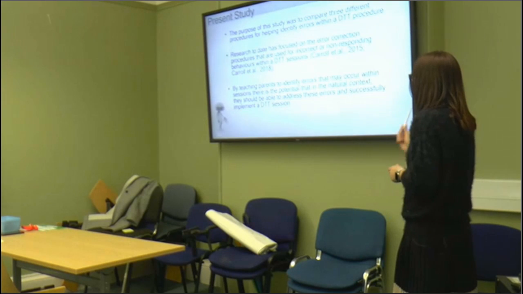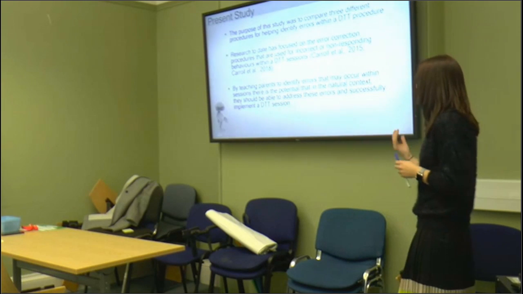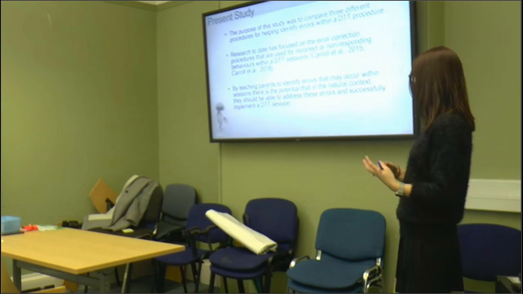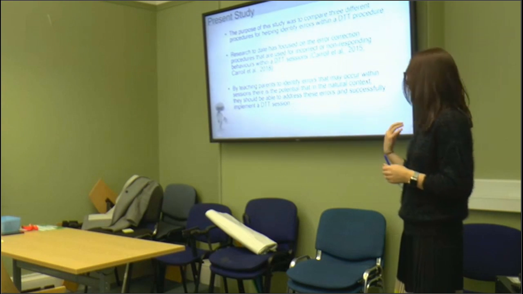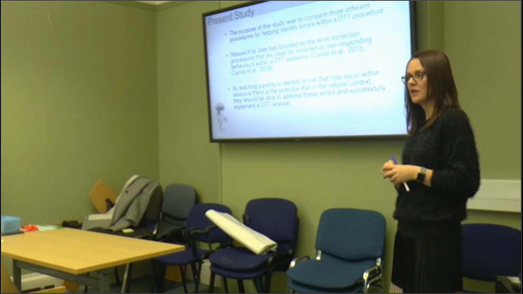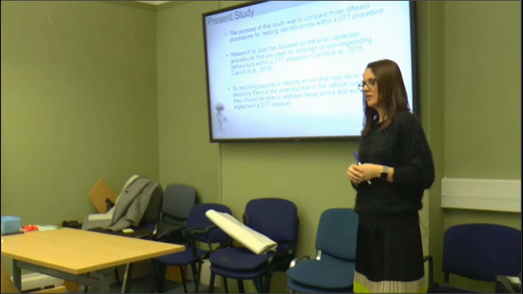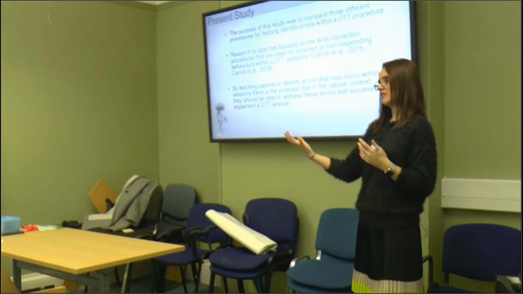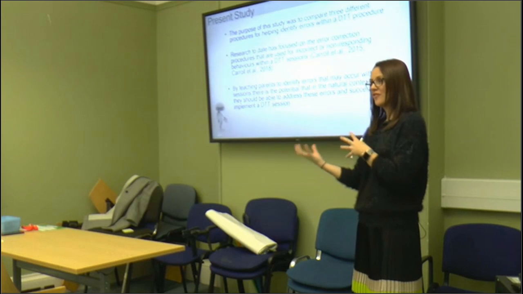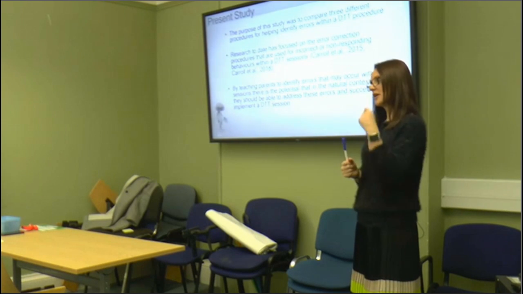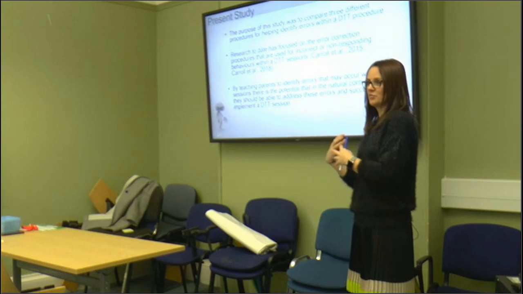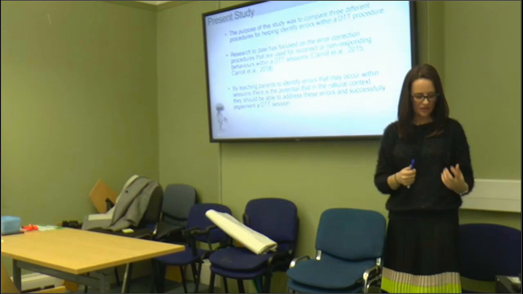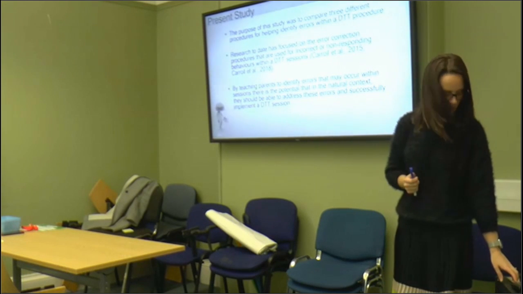So what we were hypothesising was, by teaching parents to identify the errors that occur within sessions, there's the potential that in a natural context they should be able to address them and successfully implement a DTT session. So rather than teach them the perfect session, we were using lessons based on that, and then they would go and try and identify errors within other videos, and they could say that was implemented incorrectly or that wasn't done, so that when it came to actually putting into practice for themselves, they were more aware of the potential errors out there. So rather than procedural, we were working on error identification.